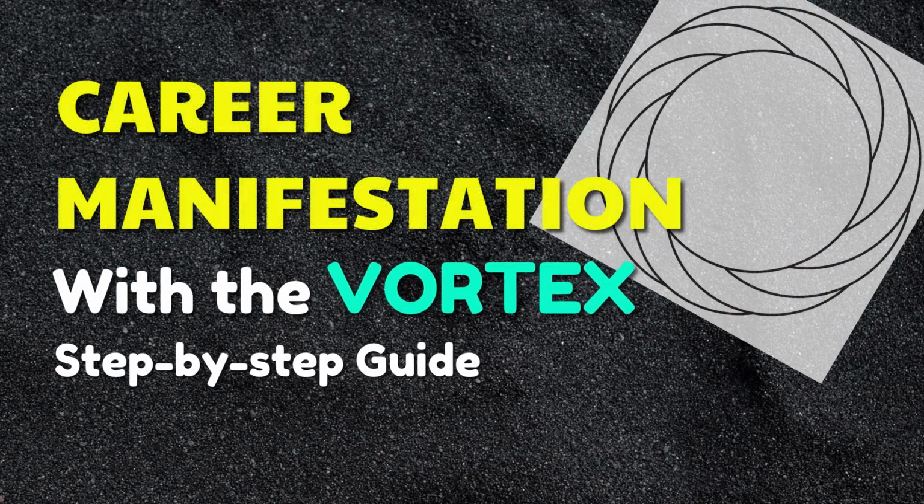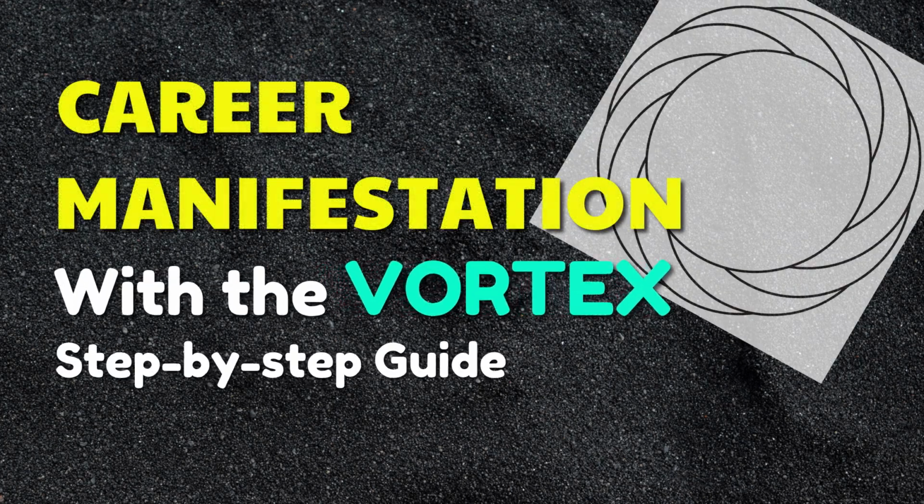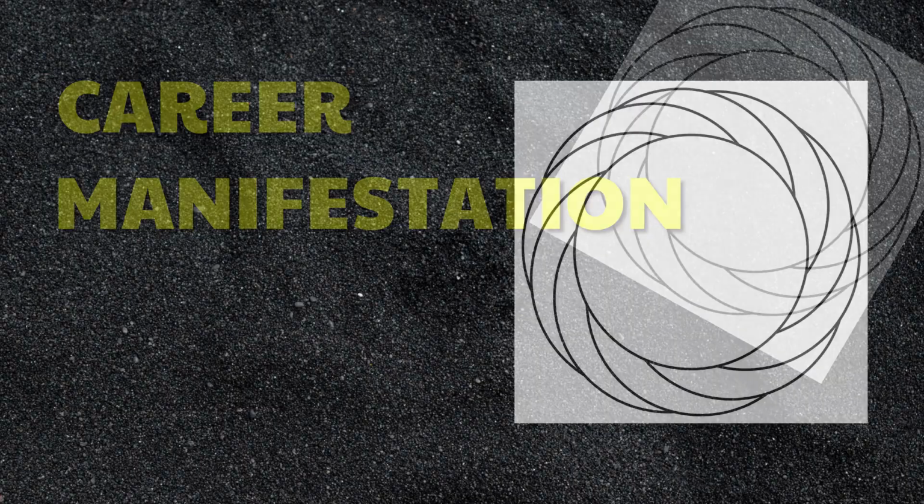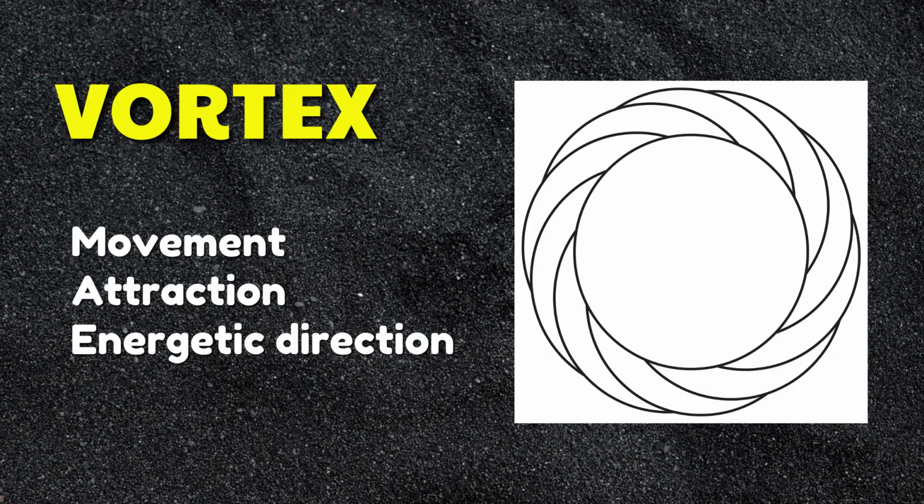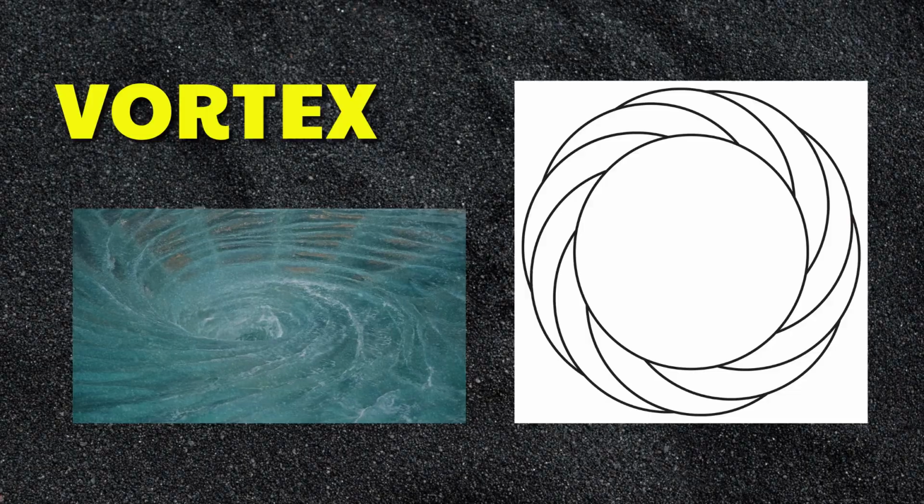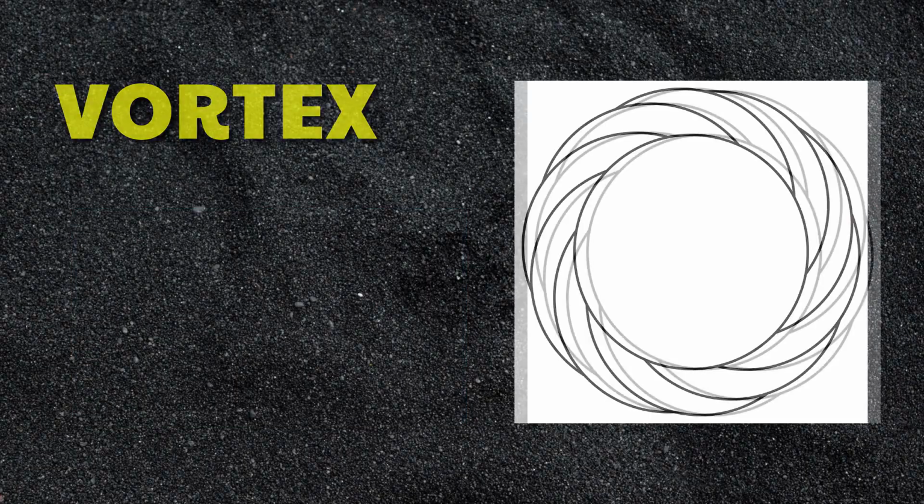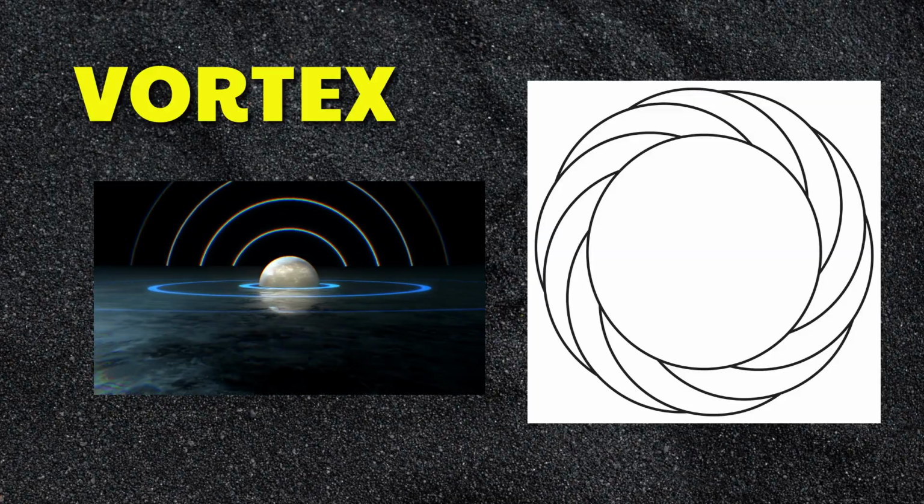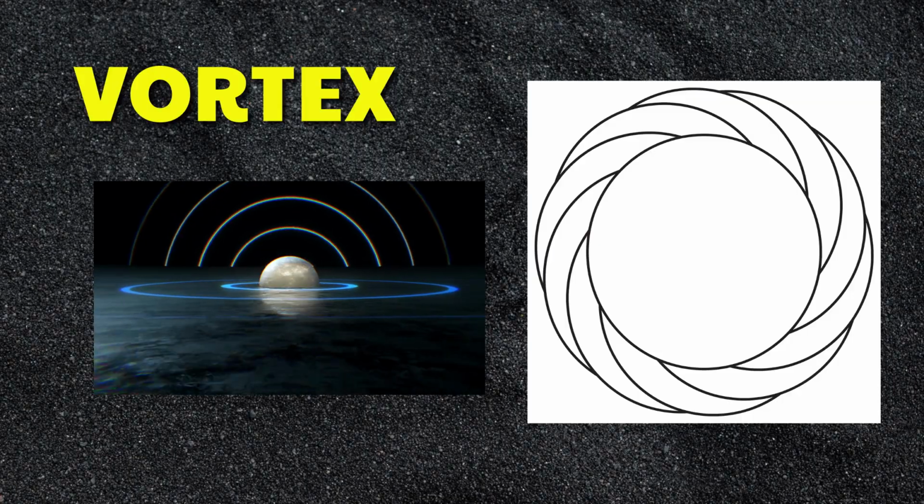Hey, dear radiesthesists. Today, we are going to learn how to use the Vortex graph for career manifestation. The Vortex graph is used to create movement, attraction, and energetic direction around a specific goal. Think of it like an energetic spiral. This graph accelerates the achievement of material and financial goals. It acts as an emitter of magnetic energy that accelerates the manifestation of goals.